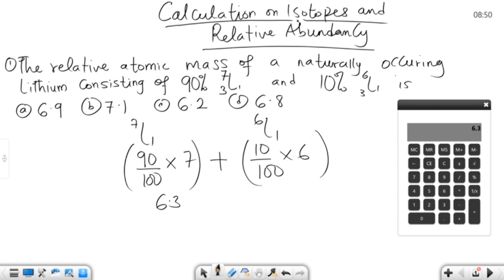For the other one, we have 10 times 6, that's 60, then you divide it by 100, this will give you 0.6. Then you add up the values you got. So we have 6.3 plus 0.6, and that will give you 6.9. So your answer there is A. So that is the relative atomic mass.